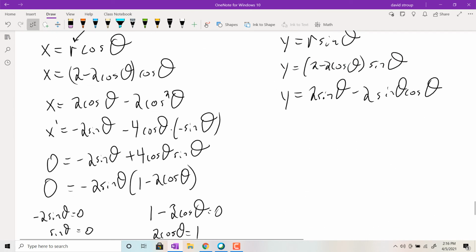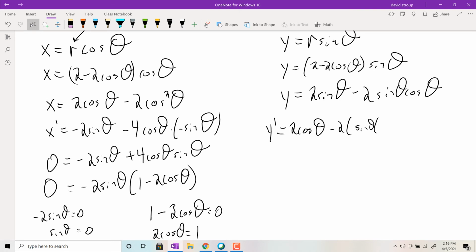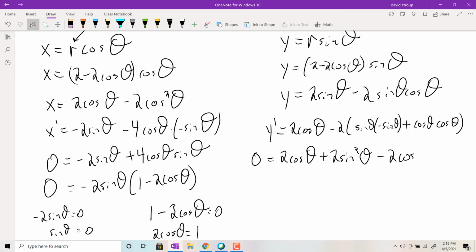Okay. So getting the derivative, y prime is going to be 2 cosine theta minus 2, and then I need a product rule for this one. So sine theta times the derivative of cosine, which is negative sine theta, plus the derivative of sine, which is cosine theta, times cosine theta left alone. Okay, so I'll set that equal to 0. I have 2 cosine theta, distributing the negative 2, plus 2 sine squared theta minus 2 cosine squared theta.